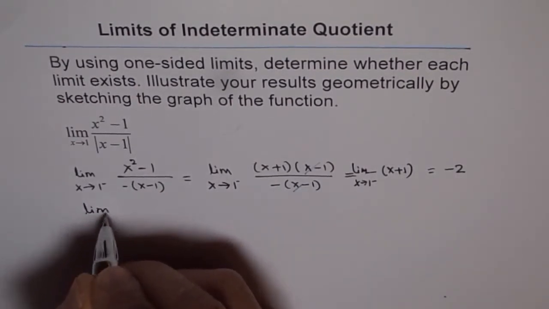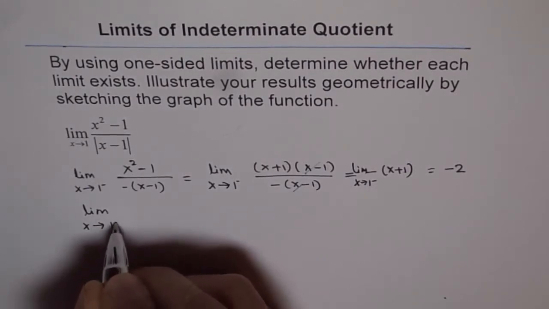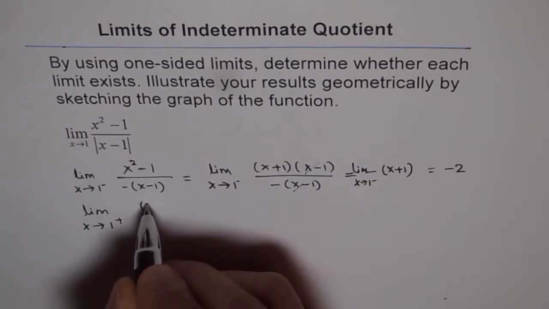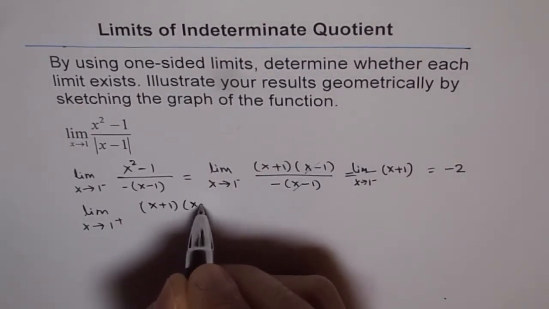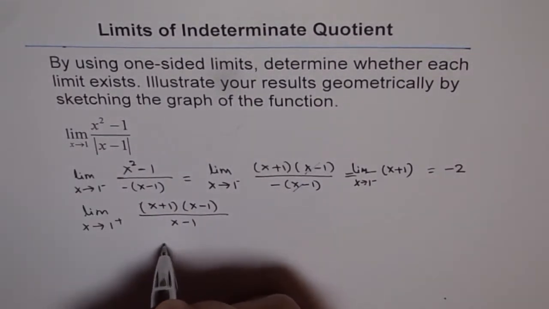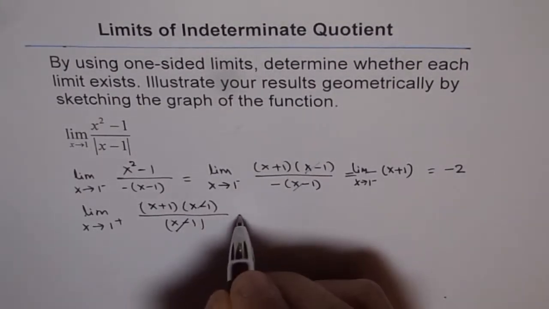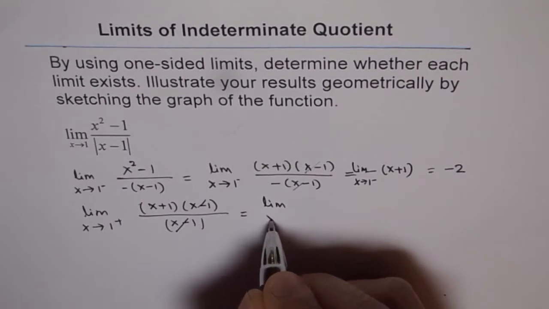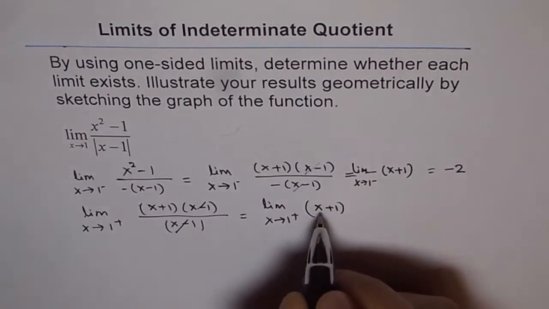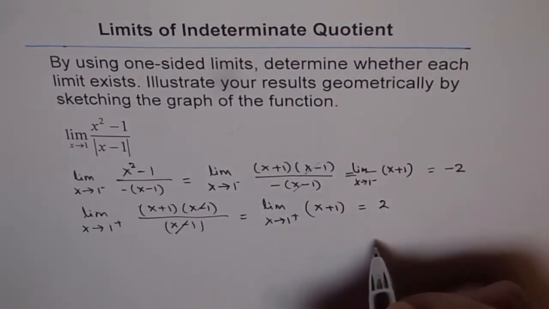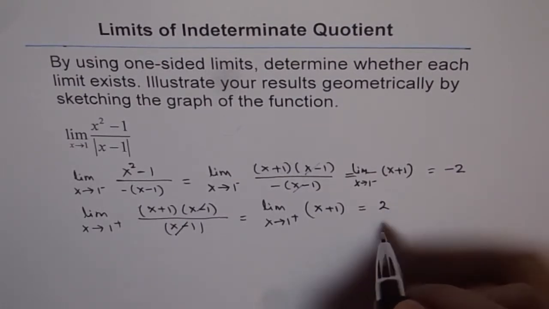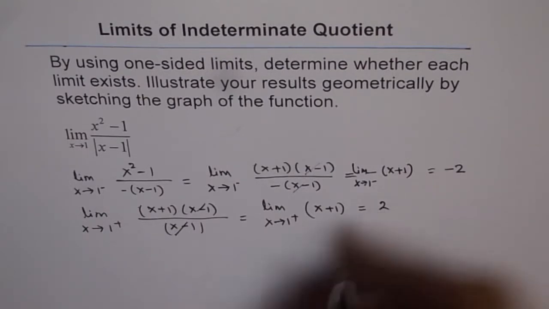Now if we do the same thing for the limit as x approaches 1 from the plus side, in the numerator we can factor this out, (x plus 1) times (x minus 1), and the denominator is going to be x minus 1. Now when x minus 1 cancels, you get the limit as x approaches 1 from the positive side of x plus 1. And when you substitute 1 here, we get plus 2. Now as you see, the left side limit is not the same as the right side limit, right? Therefore, the limit does not exist.